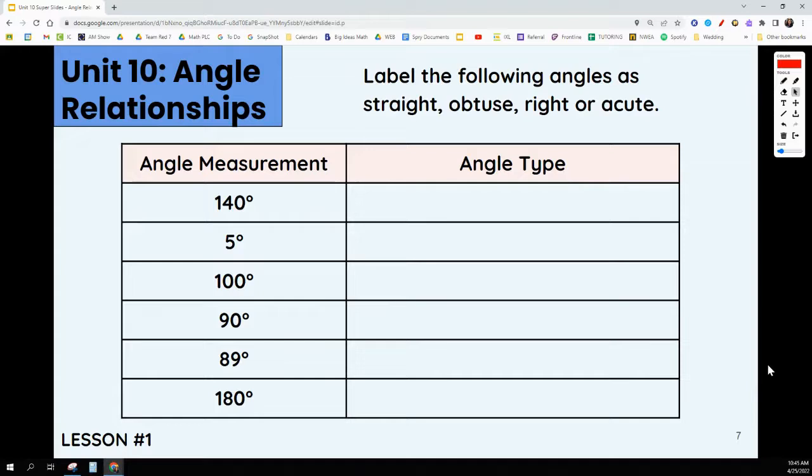Label the following angles as straight, obtuse, right, or acute. So this is between 90 and 180, therefore it's obtuse. This is less than 90, therefore it is acute. This is greater than 90. It's between 90 and 180, so it is obtuse. This is exactly 90 degrees. If it's exactly 90 degrees, it is a right angle. 89 degrees is less than 90 degrees, so that would be acute. And then 180 degrees would make up a straight line. So that is a straight angle.